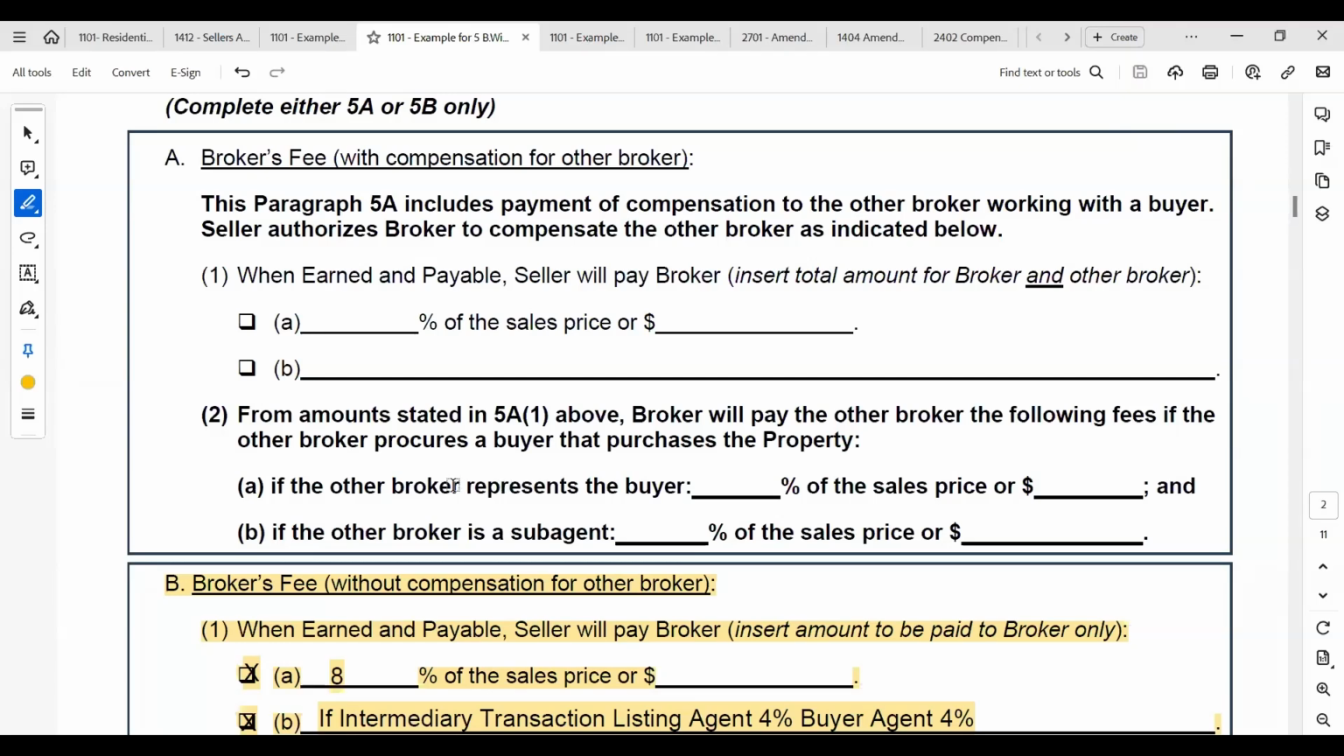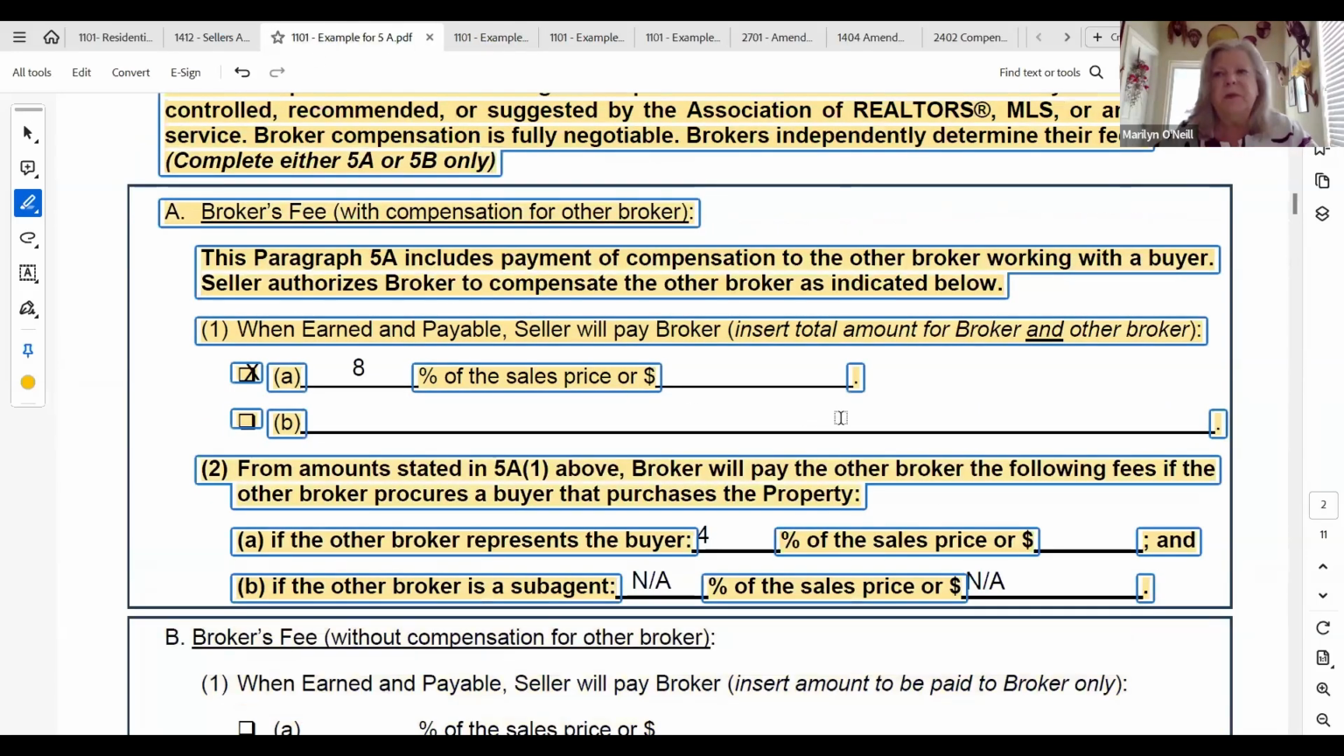Okay, because 5A2 says if the other broker represents the buyer, but what if we're not representing the buyer? What if the buyer is just a customer? Right, then everything in 5A1A applies, the listing broker's compensation. Okay, always has been that way, always will be. Okay.